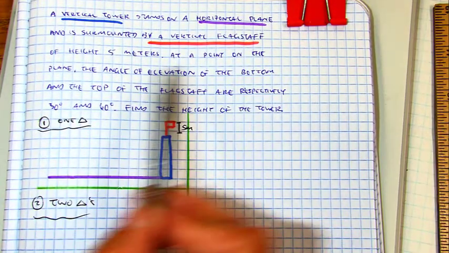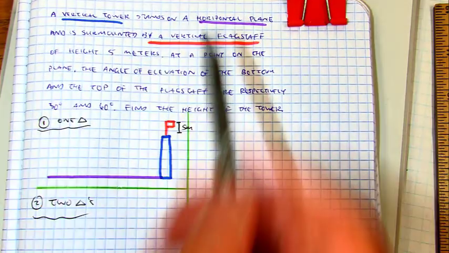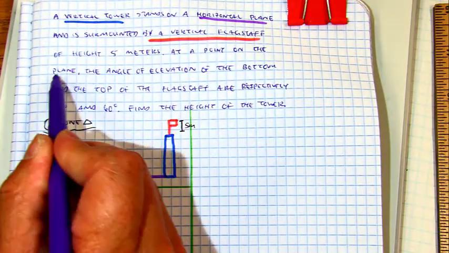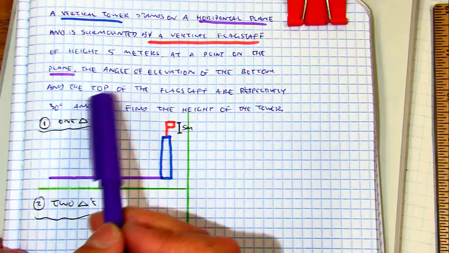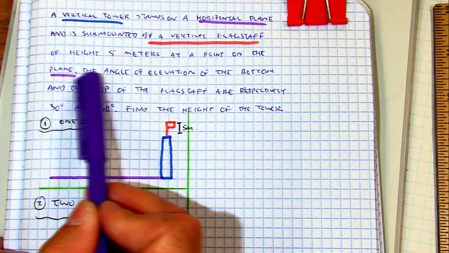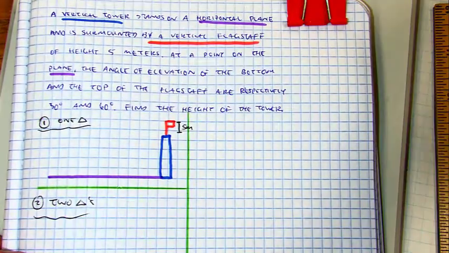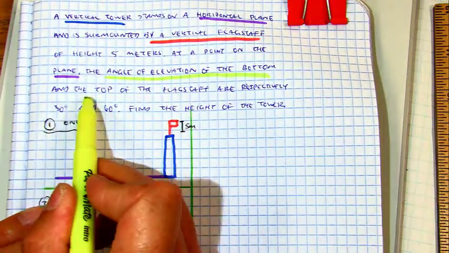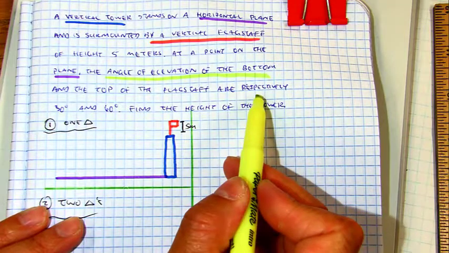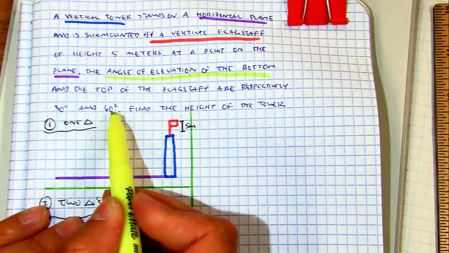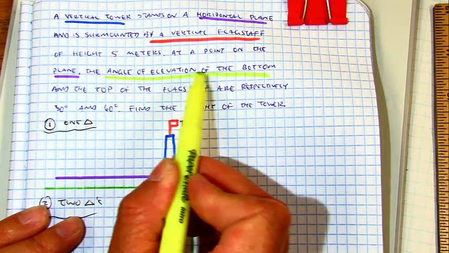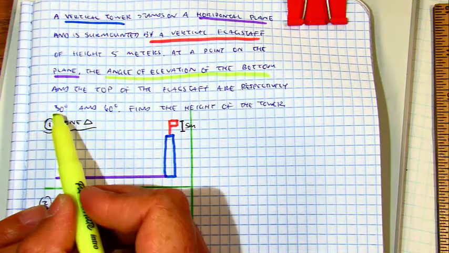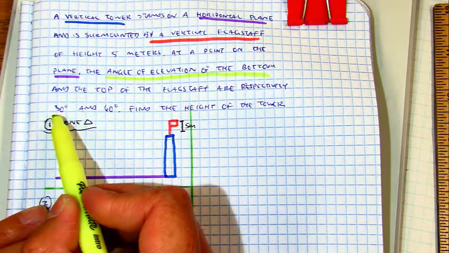At a point on the plane, so the horizontal plane, the angle of elevation of the bottom and the top of the flagstaff are respectively 30 degrees and 60 degrees. So it kind of gives you both. The angle of elevation of the bottom is first 30 degrees. That's what they're kind of telling you.